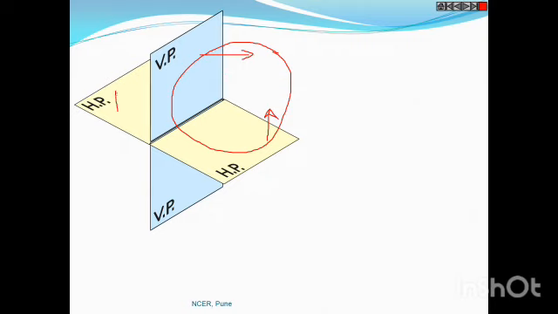Above the HP and behind the VP. This part is called the second quadrant.